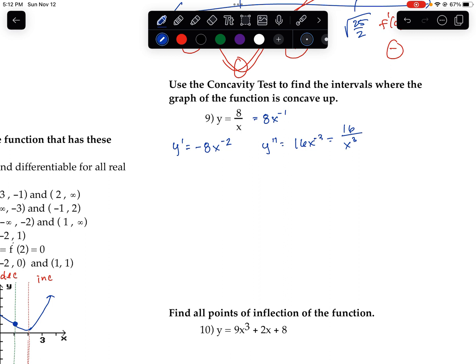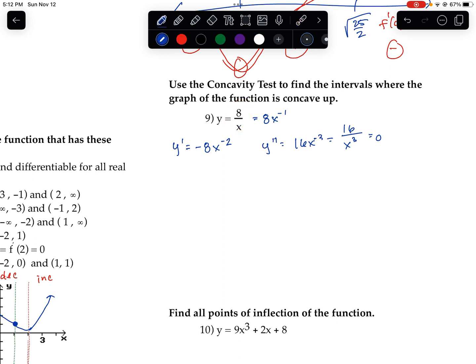And then I'm going to set that equal to 0. So again, concavity depends on the second derivative. If the second derivative is positive, it's concave up. If the second derivative is negative, it's concave down. And so obviously if the second derivative is going to change from positive to negative, it's going to be 0 at some point, or undefined. In this case, if I set the second derivative equal to 0, the numerator is 16, which can never equal 0. So the second derivative never equals 0, but it's undefined at x equals 0, and this function is undefined at x equals 0.